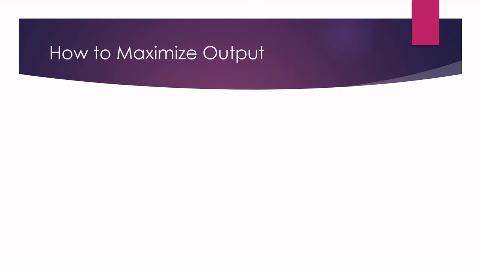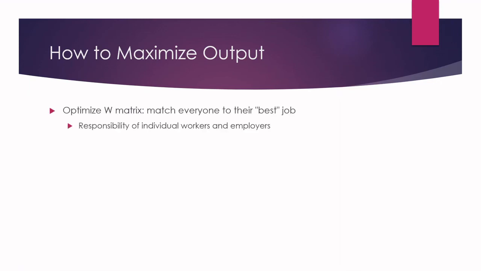All right, so how would you maximize output then? You have those nasty equations and you have all this stuff. Well, there are several tasks here. You need to optimize the W matrix. In other words, some people are good at some things, working with some forms of capital, doing certain jobs, and others are not. You need to match everybody to their quote unquote best job.